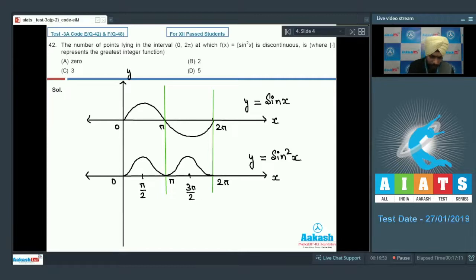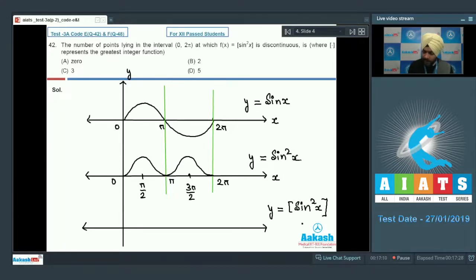Now students, when we draw the graph of greatest integer of sin square x. So sin square x is a quantity lying between 0 to 1, both intervals closed. So either the greatest integer of sin square x will be 0 or it will be 1. So sin square x is 1 at two particular points, pi by 2 and 3 pi by 2.